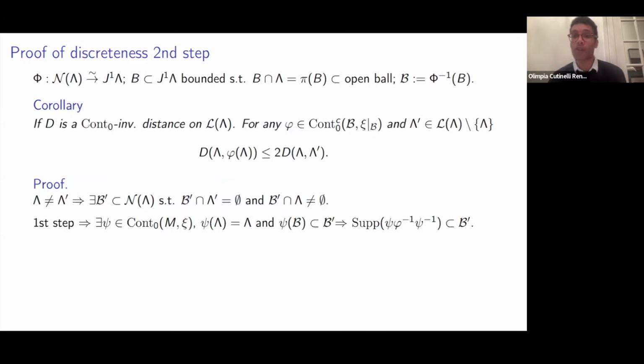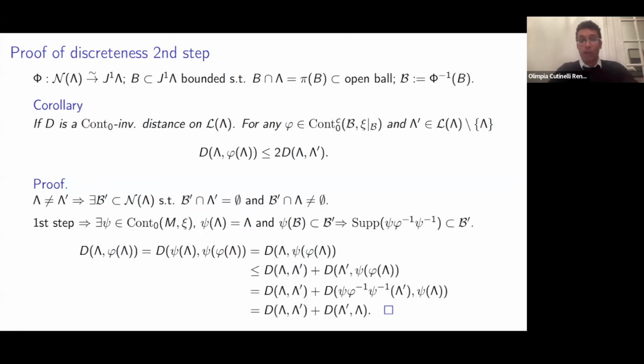And so the support of the conjugate of phi minus 1 by this contactomorphism will be inside B prime, because the support of the conjugate is just inside the image of the support. But the support of phi was inside B, and psi of B is B prime. So the support of the conjugate of phi minus 1 by psi is inside B prime. And then it's just some algebraic manipulation.